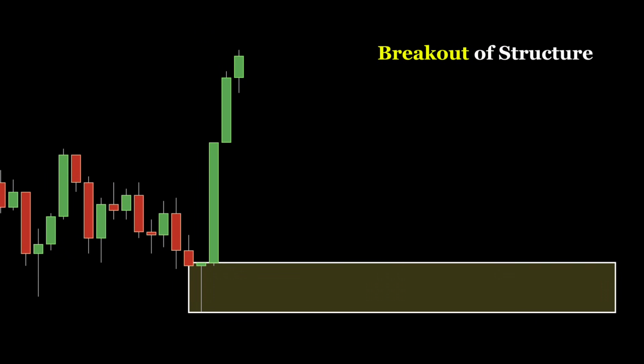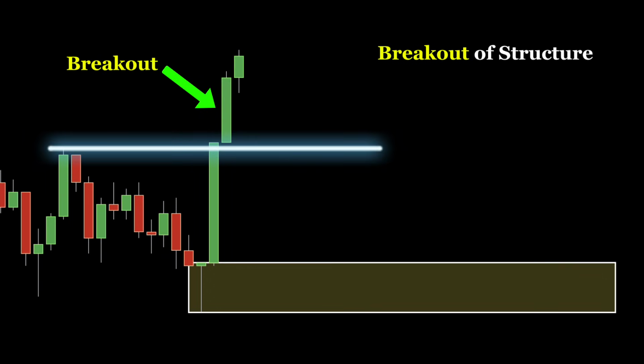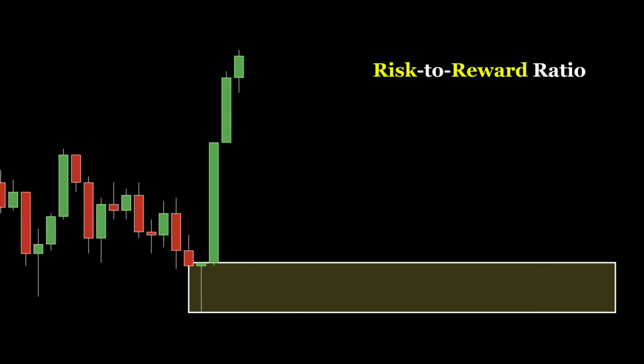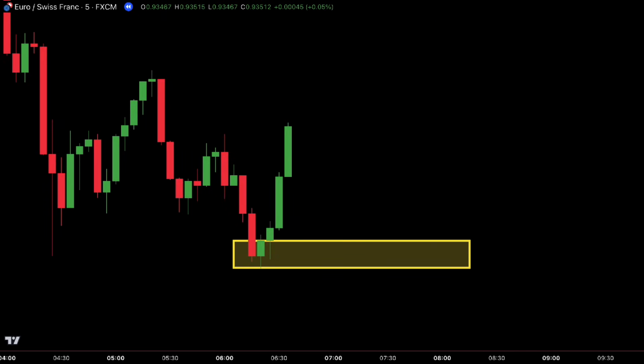Breakout of structure. Here's what you need to focus on. Look for moves that break significant levels, like previous highs or lows. When you see this, combined with strong momentum, it's a clear sign that market makers are in action. Risk to reward ratio. Here's the deal. Only trade zones that give you at least a 3-to-1 risk to reward ratio. Now that you know the criteria for a quality supply or demand zone, let's move on to the trade setup.